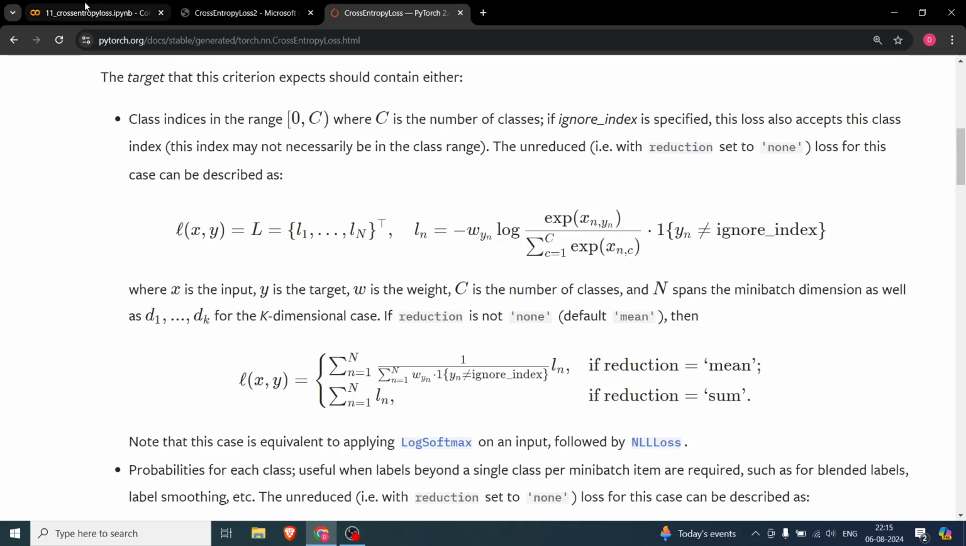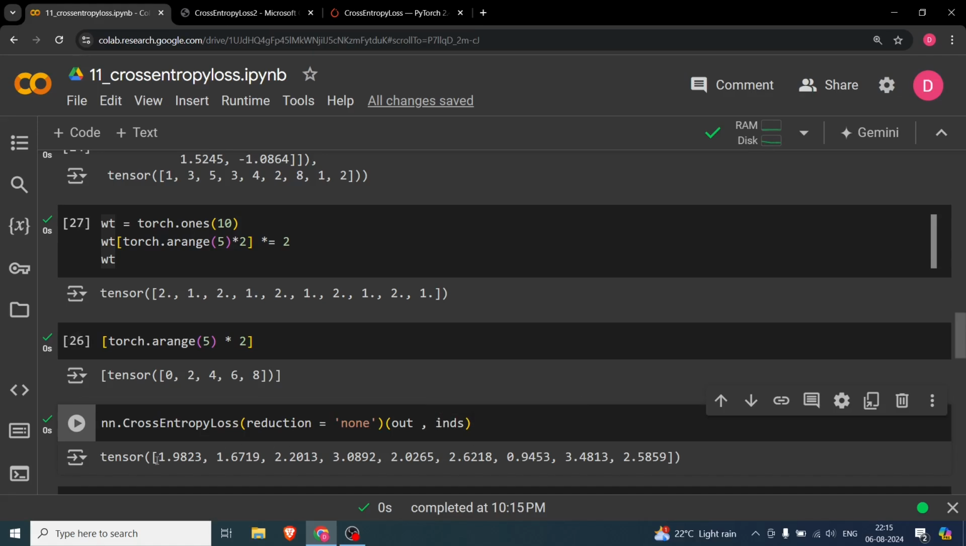Now let's get back. Since reduction equals none, we can see the entire vector over here. These are our losses. This is the loss for the first example, this is the loss for the second example, this is the loss for the third example, 4th, 5th, 6th, 7th, 8th and 9th. This is the loss for the last example.